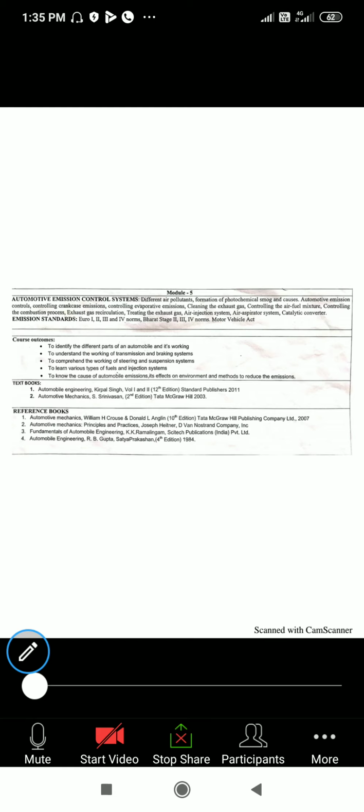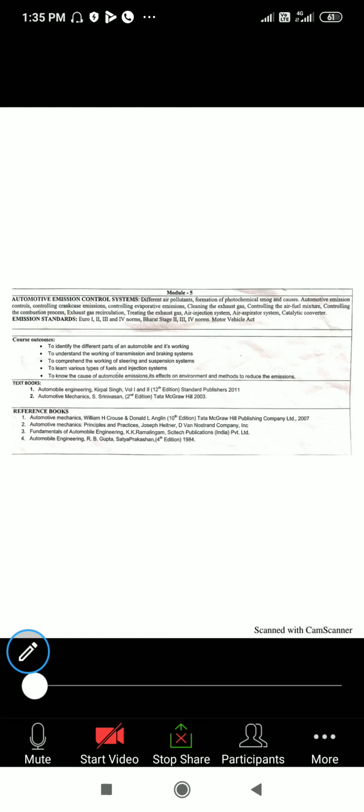Then next one is controlling crankcase emission. That is one of the concepts of this module, controlling the evaporative emissions. Then next is cleaning the exhaust gas. So whatever exhaust gas is coming out from the automotive, that is the car or the engine which releases the exhaust gas, that has to be cleaned and released to the open atmosphere. That also you are going to study.